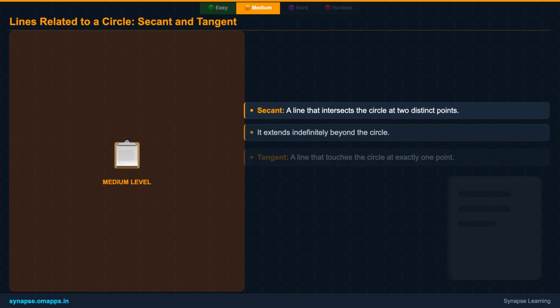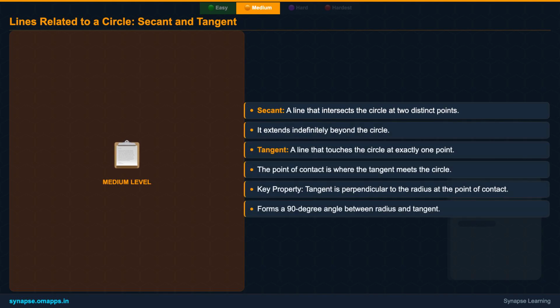Beyond internal parts, lines can interact with a circle in specific ways. A secant is a straight line that slices through the circle, intersecting it at two distinct points. Think of it as an extended chord. On the other hand, a tangent is a special line that just kisses the circle, touching it at exactly one point. A crucial property to remember is that a tangent is always perpendicular to the radius drawn to its point of contact, forming a perfect right angle.